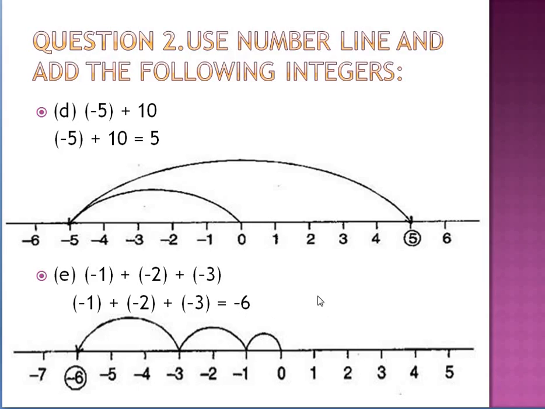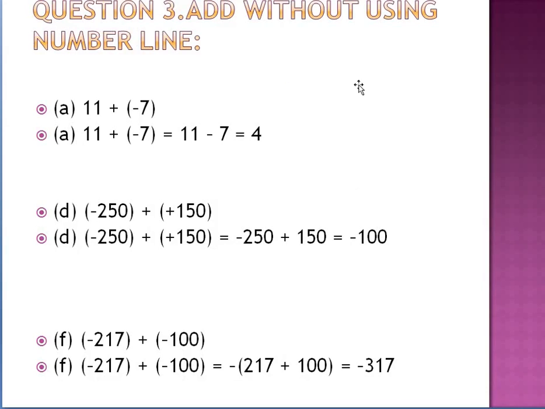You can add or subtract more than 2 numbers also on the number line. Add without using the number line. You can see here 11 plus of minus 7, that is, you are adding a positive and a negative. For that what you have to do? Simply subtract the numbers and put the sign of the bigger number. 11 is the bigger number, so plus 4.